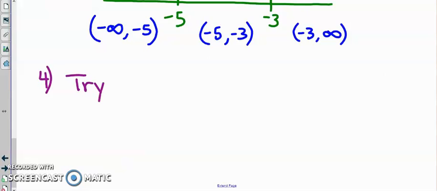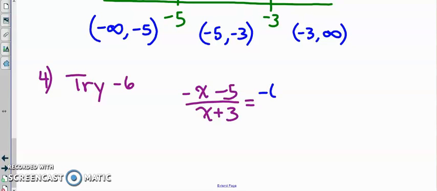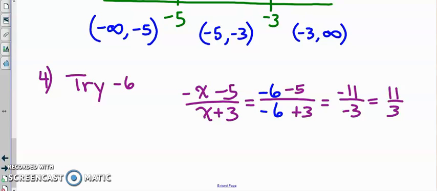What did we say? -6? -6 into our function. So we have our function of -x minus 5 over x plus 3. Substitute -6 into it. All right, so that gives us a -11 over -3, which is a positive 11 over 3. Okay, so with that being said, that is a positive number.